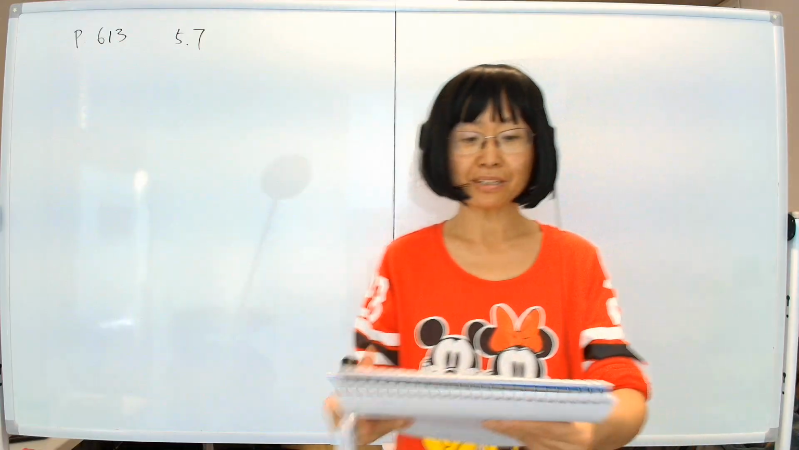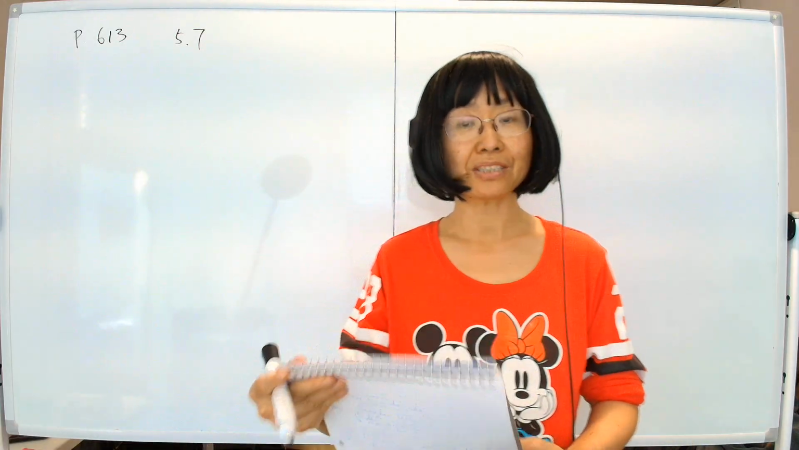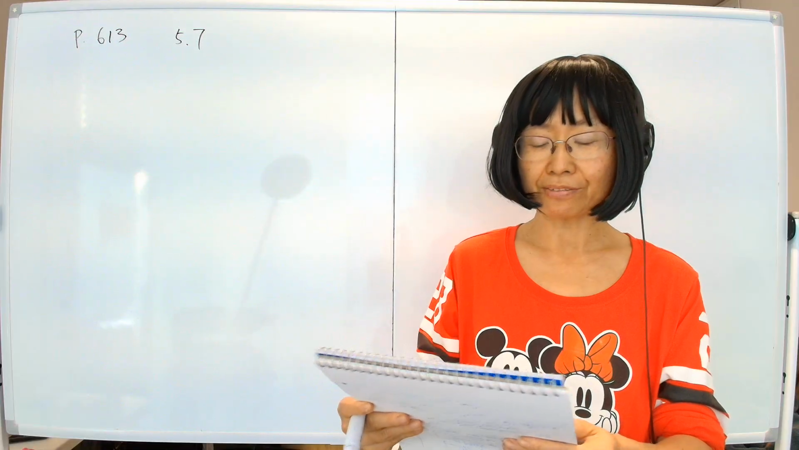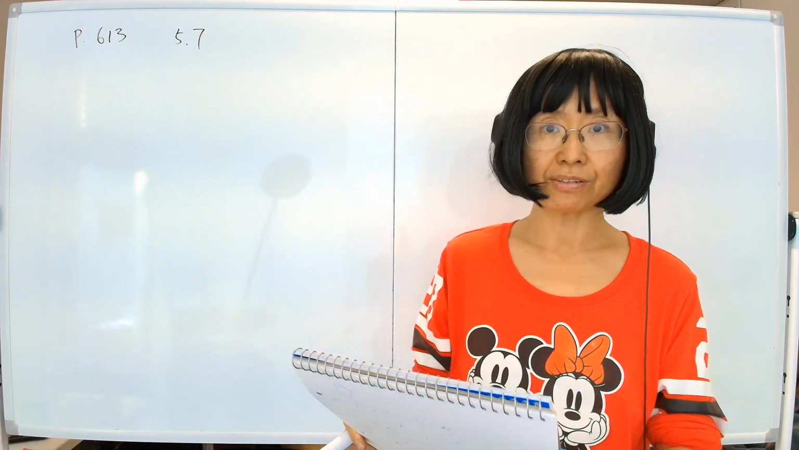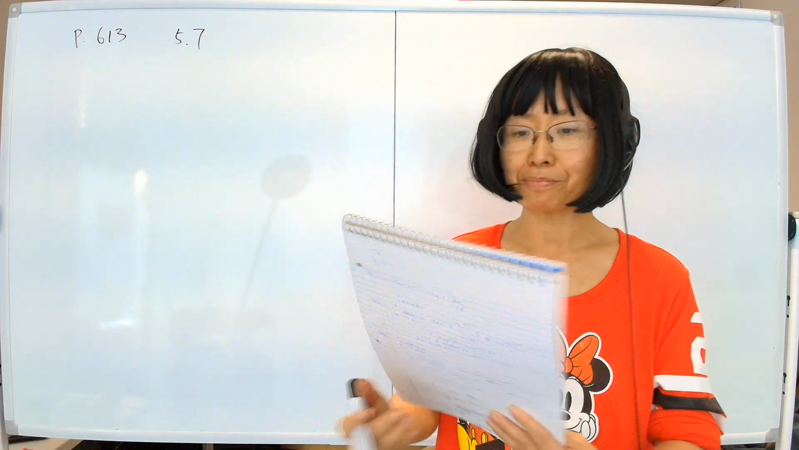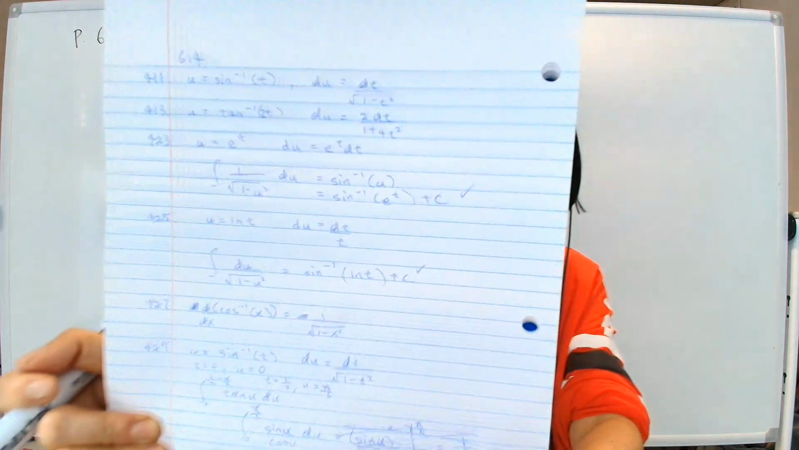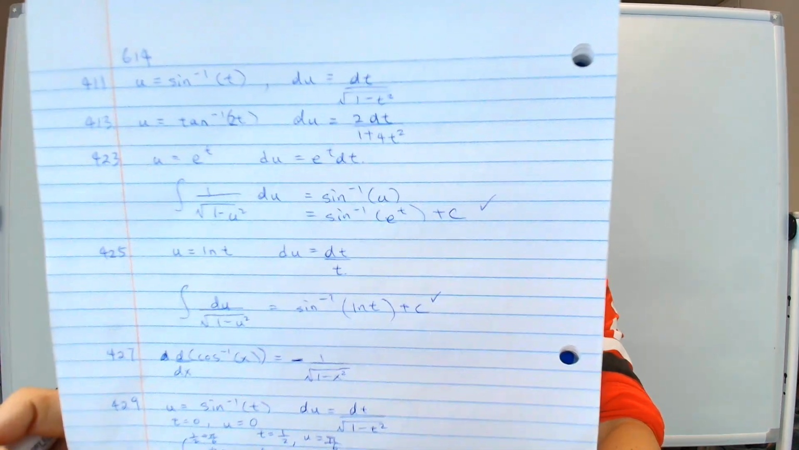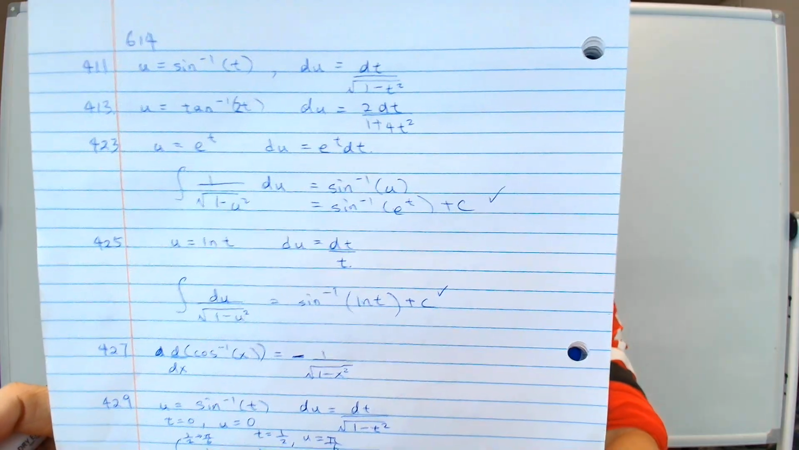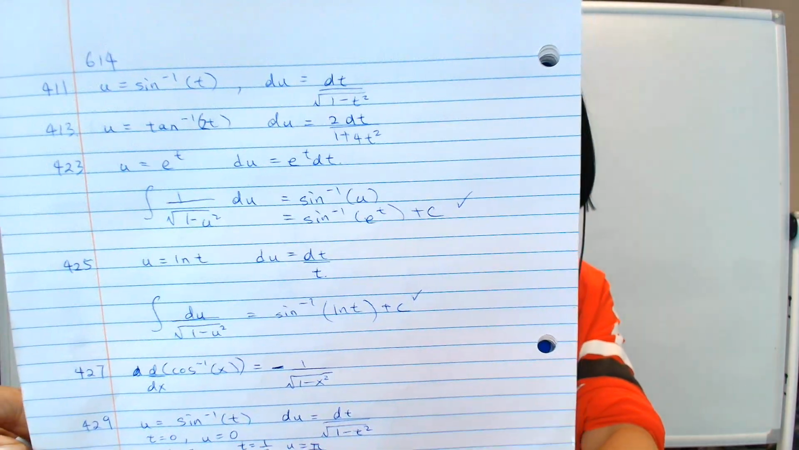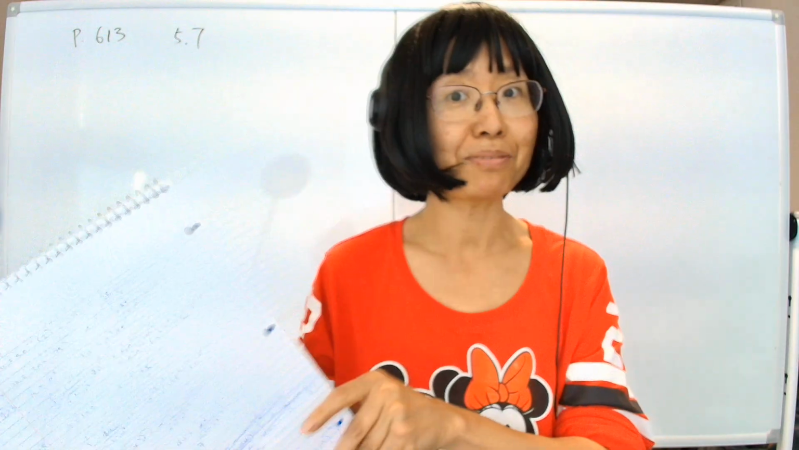Now that you're done with the homework, let's talk about some of the problems. First one, I want to talk about number 411, which has the integral of inverse and then the square root of a bunch of stuff that looks hard until you realize that all you have to do is substitute u as sine inverse of t. In that case, du will be dt over square root of 1 minus t. Okay, and then the whole problem will become a piece of cake.